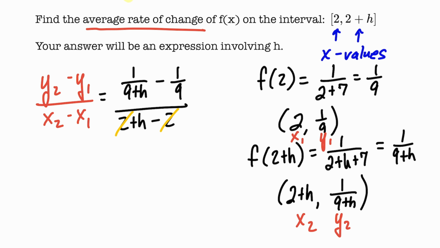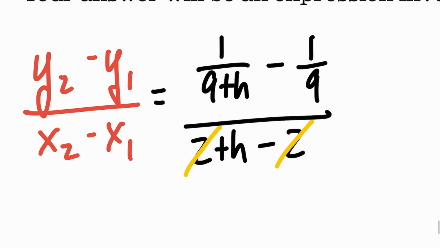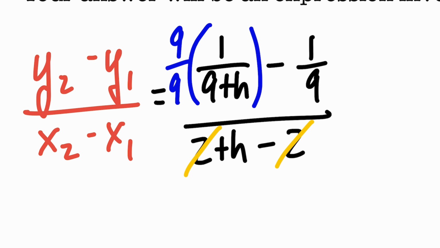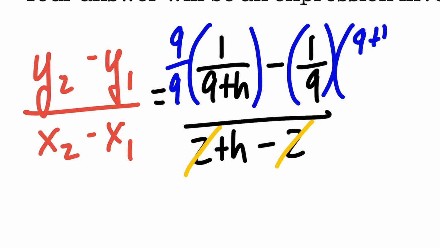All right, the rest of it really is some algebra. As we zoom in here, let's think about that numerator. In the numerator, we have two fractions being subtracted. In order to combine these together, what we'd like to do is get a common denominator. We're going to get that by multiplying this first fraction by 9, the denominator from the second fraction, and multiplying the second fraction by 9 plus h over 9 plus h. When we multiply by the same thing in numerator and denominator, that's equivalent to multiplying by 1.